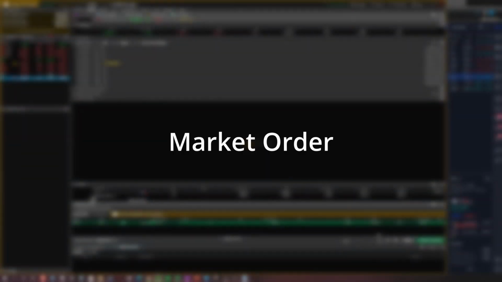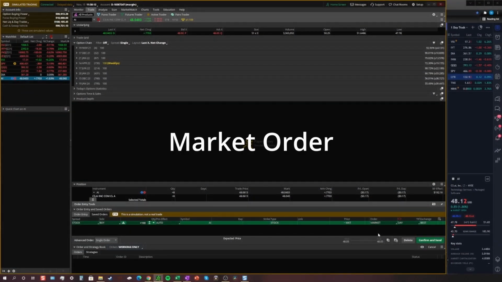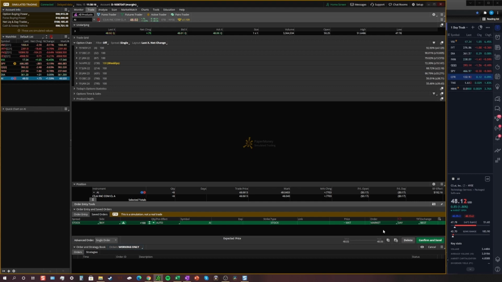A basic market order is pretty much as it says. It's whatever the current market price is trading at that moment in time, or the next available fill can happen. So when you look here, this is the order box in Thinkorswim, and I'm sure it's probably different for different platforms, but this is where you select your different orders.